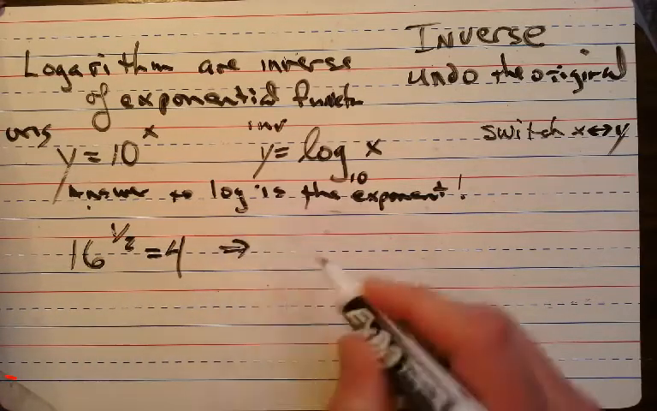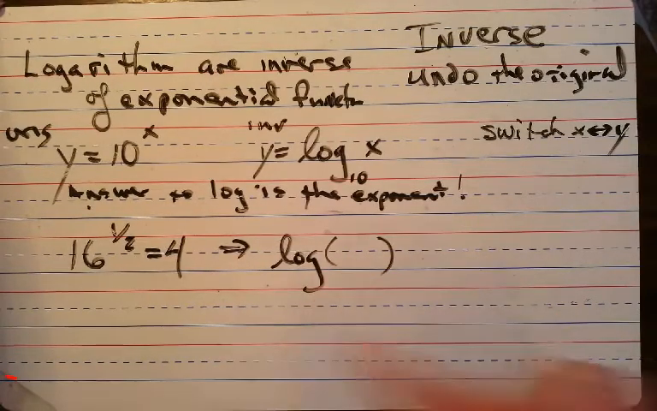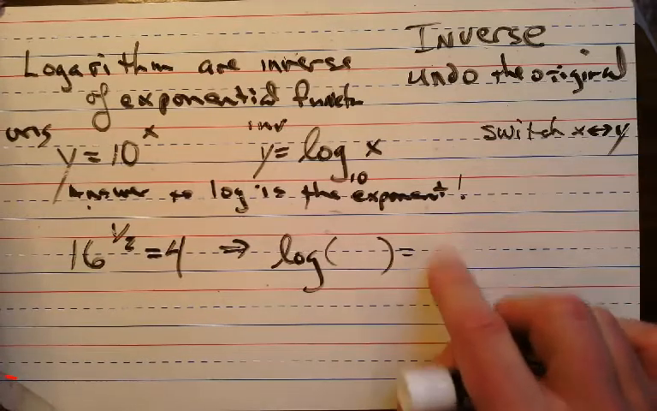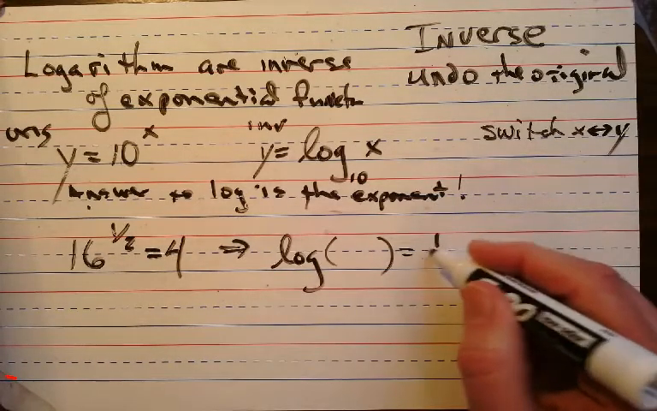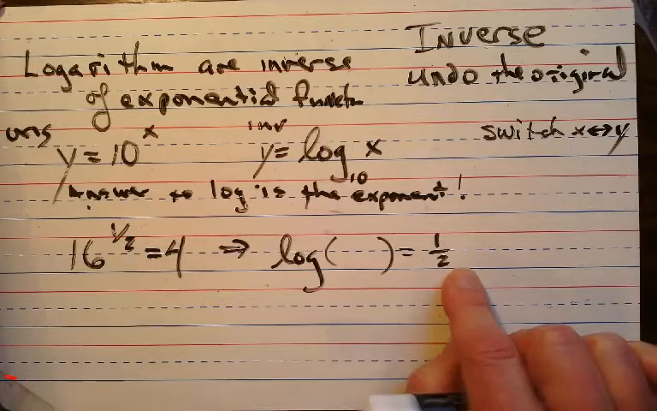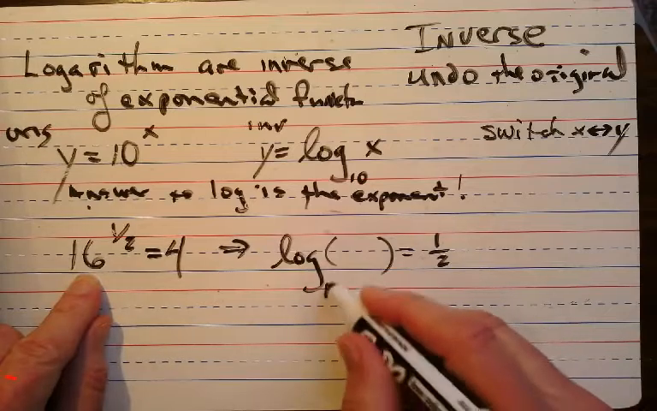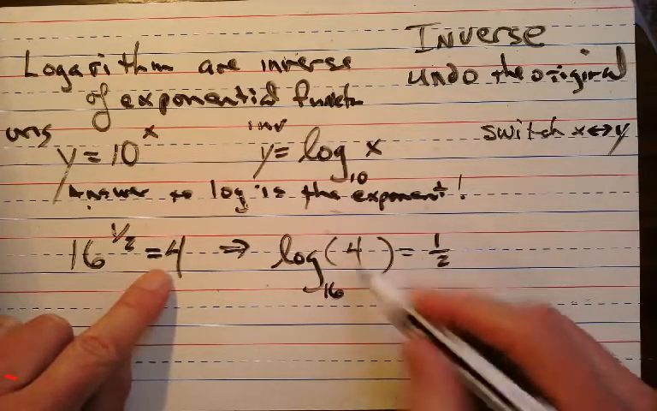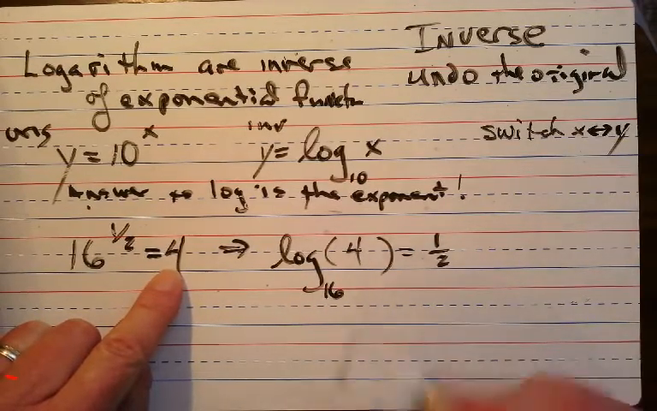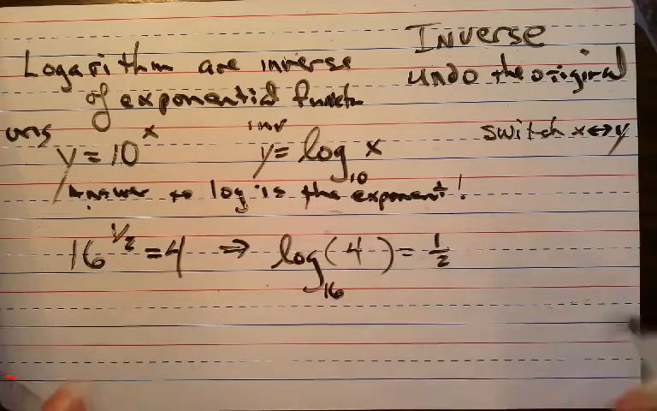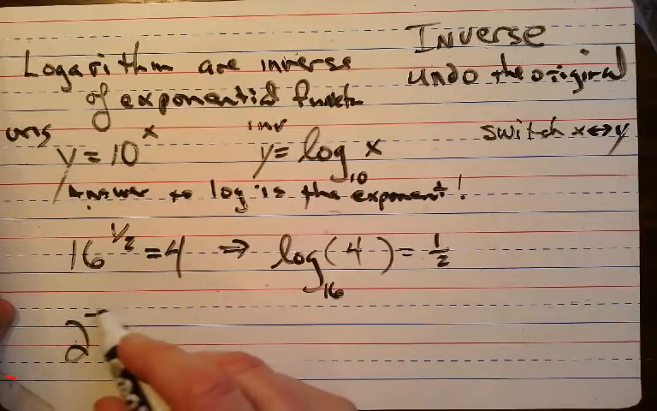If I wanted you to write me a logarithm, remember there's a number inside here, there's a number down here, and there's a number out here. And the answer to the logarithm is always the exponent. So that means 1/2 has to be there. And then the base of the exponent has to be the base of the logarithm. So the only number left is that. So the log base 16 of 4 is 1/2. Why? Because 16 to the 1/2 power is 4. Easy, sleazy, lemon squeezy. What about this one?